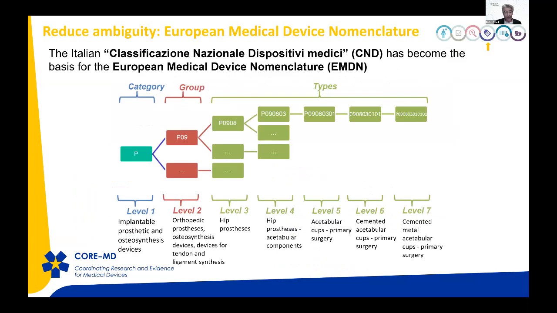To reduce this ambiguity in the way manufacturers need to report their data in the EU member states, the MDR established a common way to describe the medical devices by introducing the European Medical Device Nomenclature, or EMDN, derived from the Italian classification system. As you can see in this example, this is formed by a hierarchical tree structure starting with a category of a medical device, in which different levels describe more and more precisely the specific medical device to aim for a univocal and precise classification.